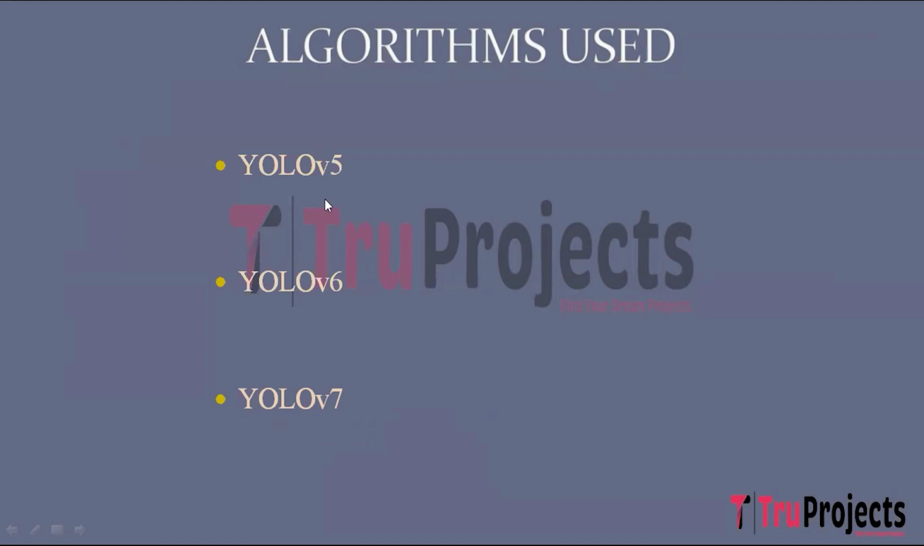So YOLOv5 is known for its balanced performance between accuracy and speed. This version relies on a backbone network called CSP Darknet 53. It utilizes focus modules for downsampling and path aggregation network, that is PANet, for feature fusion, enhancing object detection across different scales.